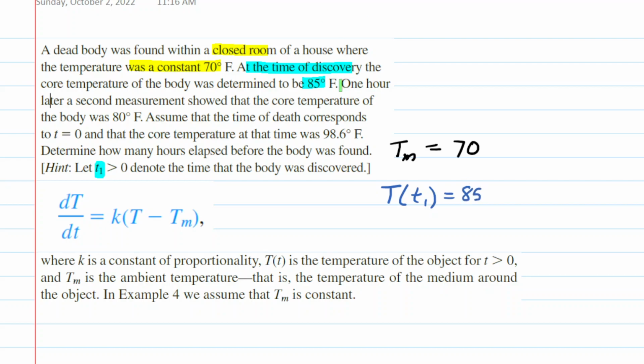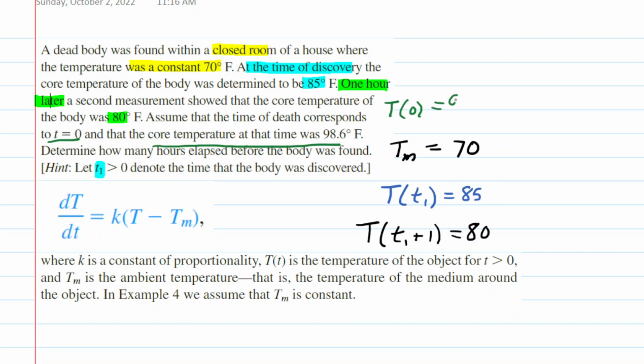Reading on, we know that 1 hour later, the temperature of the body was 80 degrees. So symbolically, we would say that the temperature T, and now the time is going to be T sub 1 plus 1, because it's 1 hour after the body was discovered. That temperature was 80 degrees. And then finally, we read that at a time of 0, the core temperature of the body was 98.6. So we can say that the temperature at time 0 was equal to 98.6.